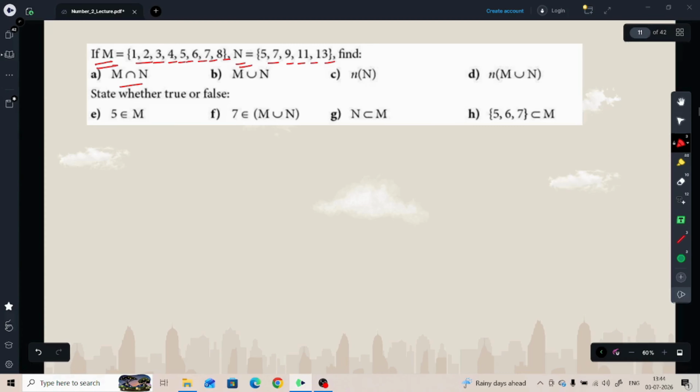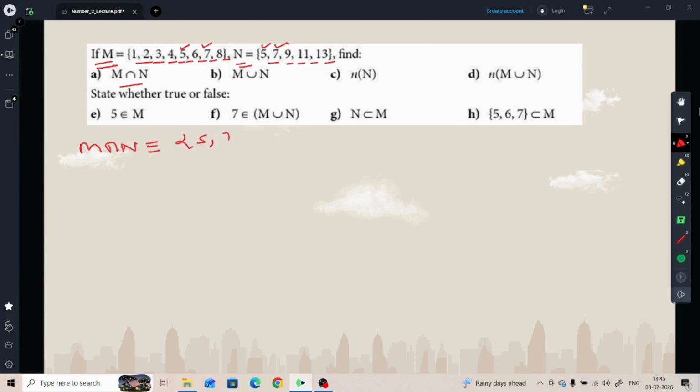If I talk about M intersection N, that means I need to take the elements present in both M and N. So 1 is present, no. 2, no. 3, no. 4, no. 5 is present in both, so we'll be taking that. 6, no. 7 is present in both. 8, no. So yeah, only 2 elements are there, 5 and 7. So that's our answer.